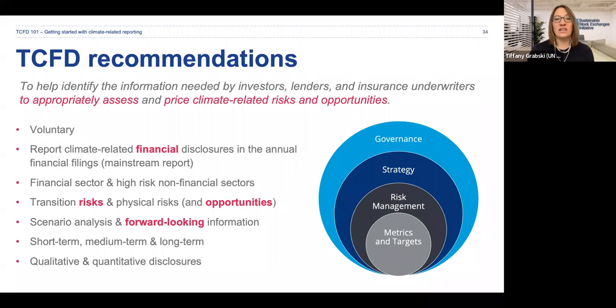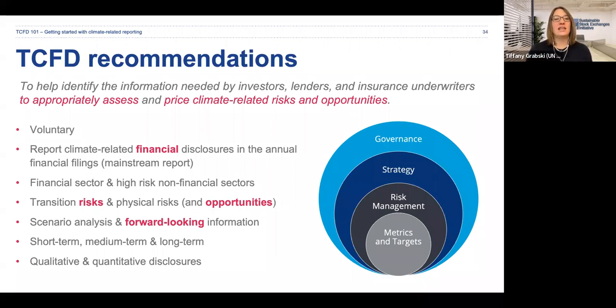I think it's important to note that it was developed to be voluntary to begin with, which means that it's able to be adapted to any country. So it doesn't really matter what your requirements are locally. You can make use of these recommended disclosures, whether they're mandatory or not in your particular region. And also, as mandatory regulations come about, those also differ from one country to the next in terms of what is made mandatory. But because of the voluntary nature that these were developed in initially, they are applicable globally.